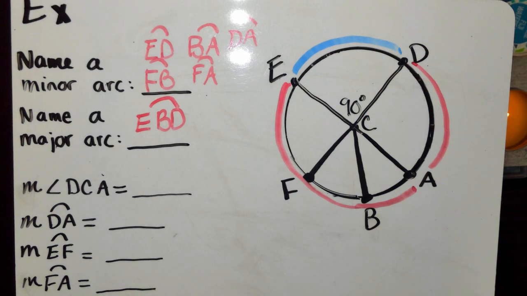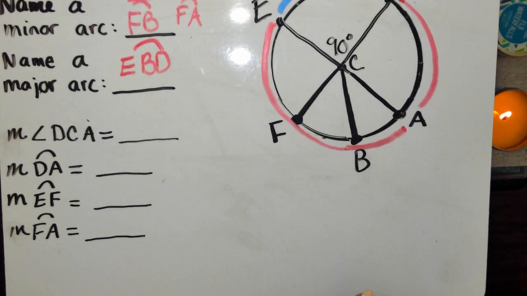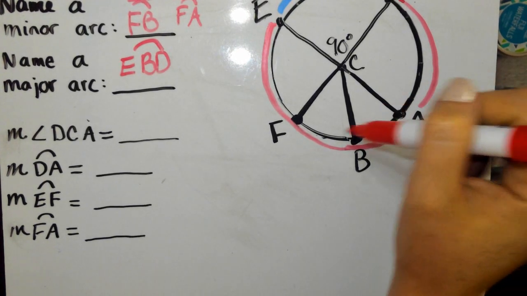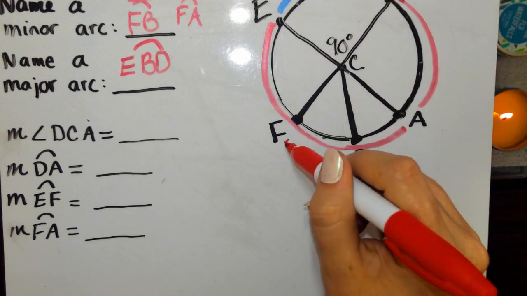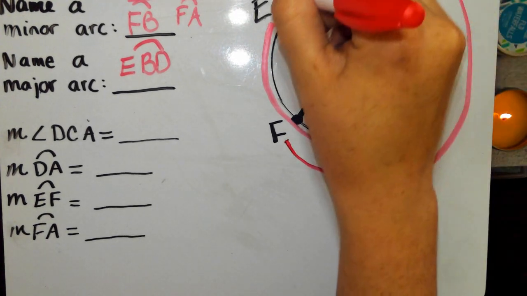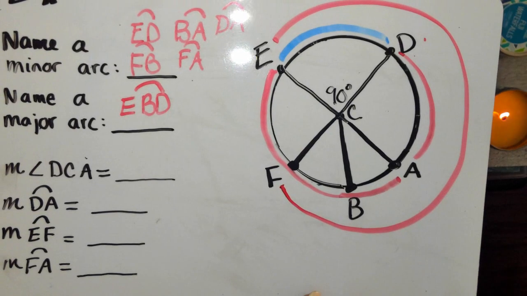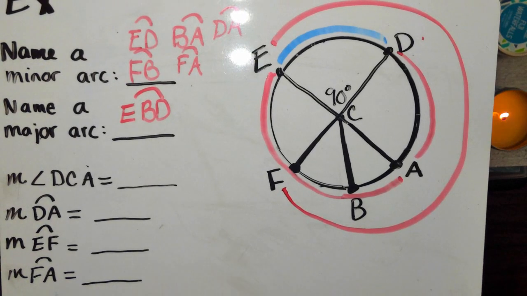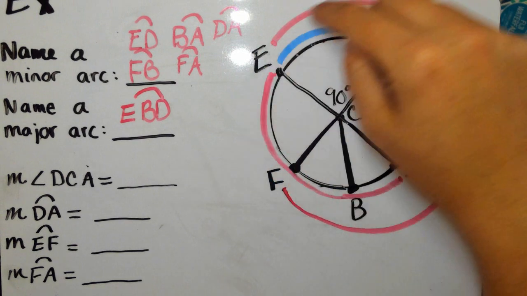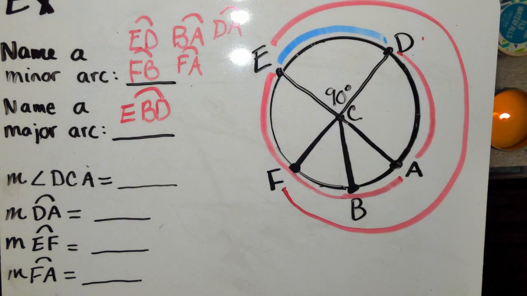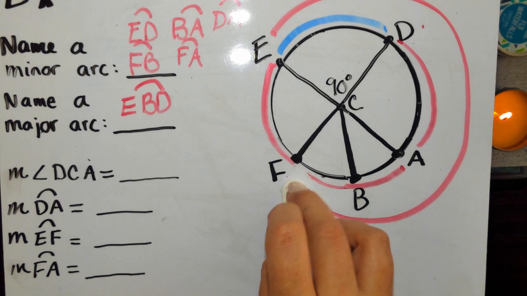And of course, there are more major arcs. Like we could say F, D, E, from here to here to here. That's another major arc. We could say B, E, A, from here all the way around to there. That's another major arc. I'm going to erase some of this because I want to keep my picture neat.